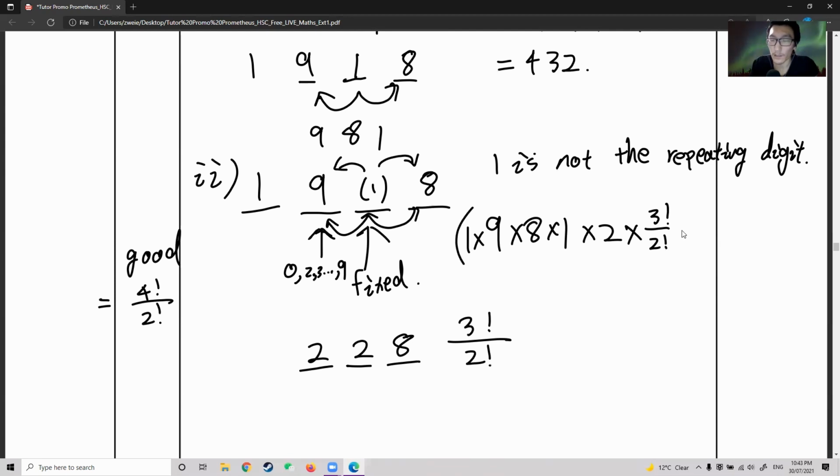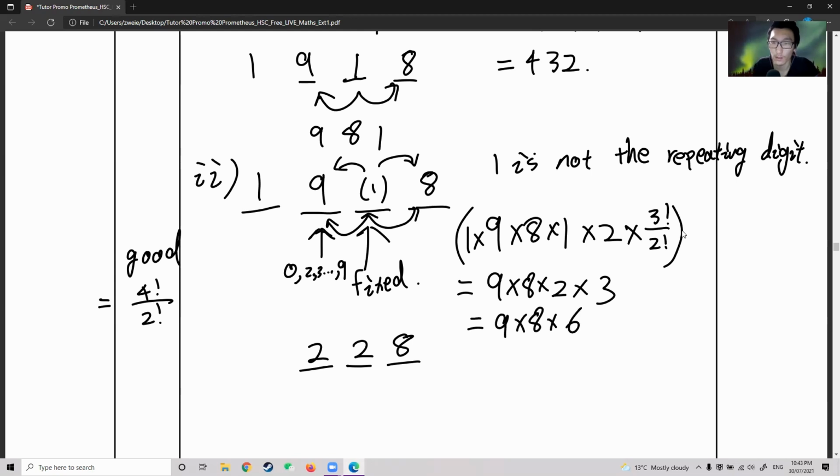Then this becomes our formula for the digit that is repeating but not 1. So what I have over here is 9 times 8 times 2 times 3 factorial over 2 factorial, which is just times by 3. So I have 9 times 8 times 6, which is 432.